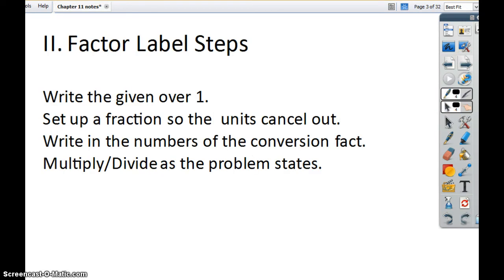So factor label steps. You first want to write the given over 1, then set up a fraction so the units cancel out, write in the numbers of the conversion fact, and then multiply or divide as the problem states.